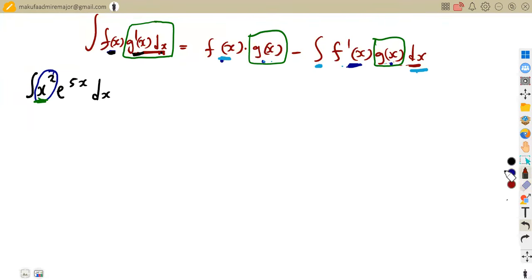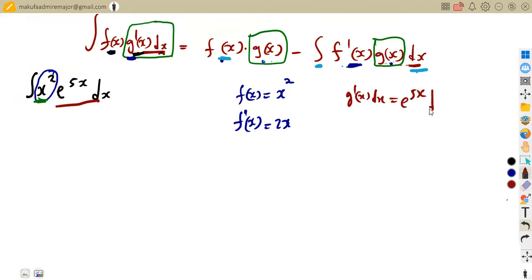Remember, we said we're going to choose our u in this case, which is x to the exponent of 2. So that is our f of x. If our f of x is x to the exponent of 2, that means we're going to have its first derivative, which is going to give us 2x. The remaining part here is going to represent our g prime x. So our g prime x dx is the remaining part, that is e to the exponent of 5x with respect to x.